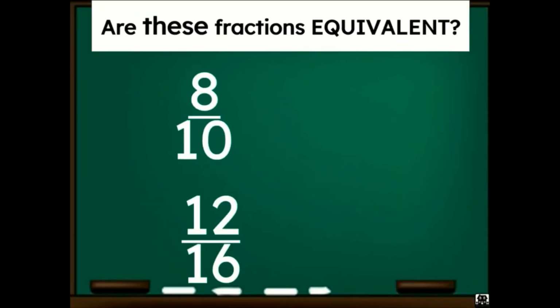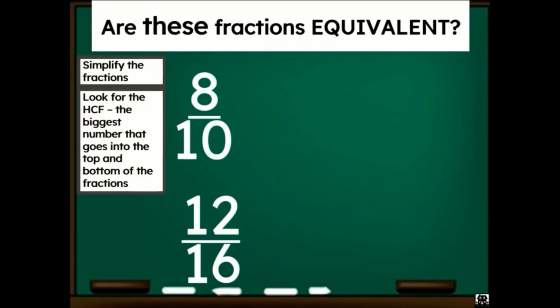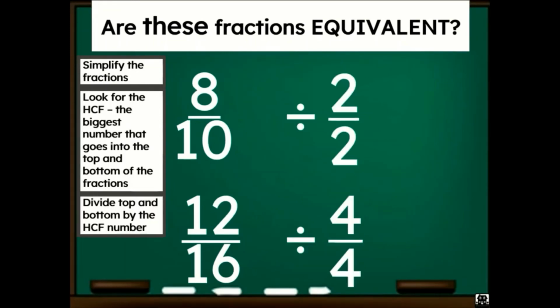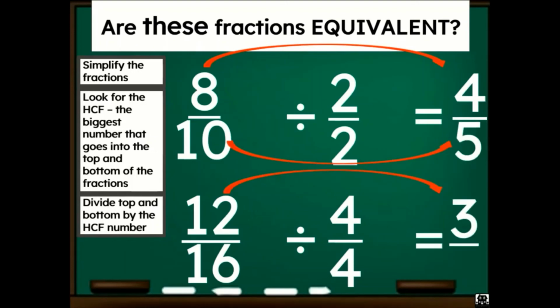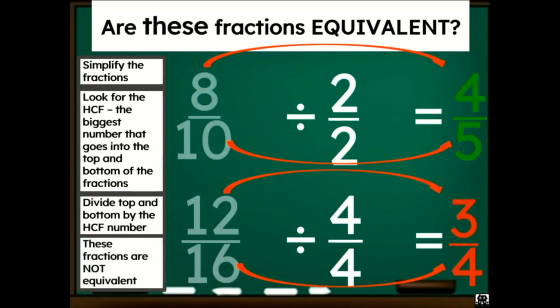So are these fractions equivalent? Simplify the fractions, look for the highest common factor. That's going to be 2 for 8/10, and it's going to be 4 for 12/16. Divide top and bottom. 8 divided by 2 is 4, 10 divided by 2 is 5, 12 divided by 4 is 3, 16 divided by 4 is 4. These are different numbers, they're not equivalent.